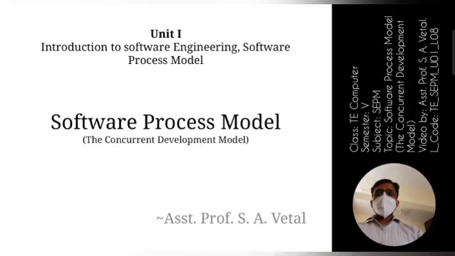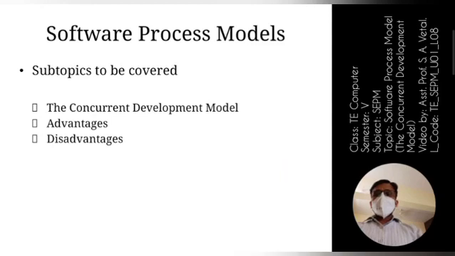In the previous lecture, we discussed the spiral model. In today's lecture, we are going to discuss another software process model, that is the concurrent development model. This model is also known as the concurrent model. Let us see the different topics that we are going to discuss today. The first topic is the concurrent development model. Then we will discuss the advantages, and then the disadvantages of the concurrent model. So let us start with the first subtopic, that is the concurrent development model.